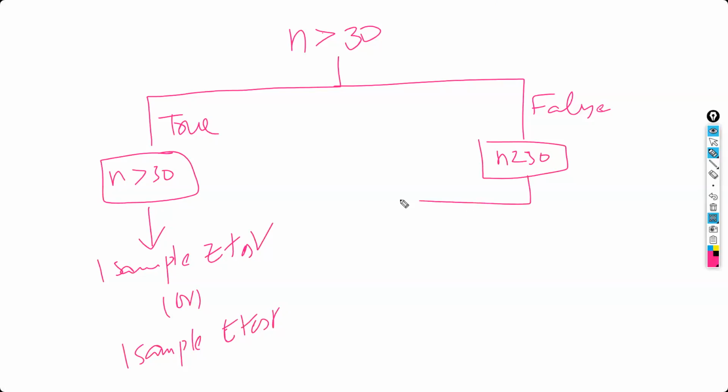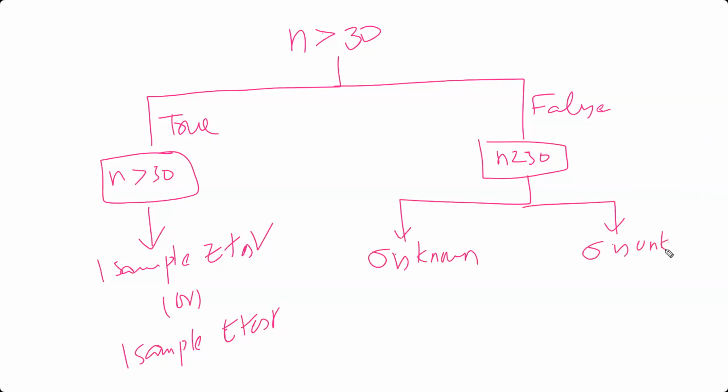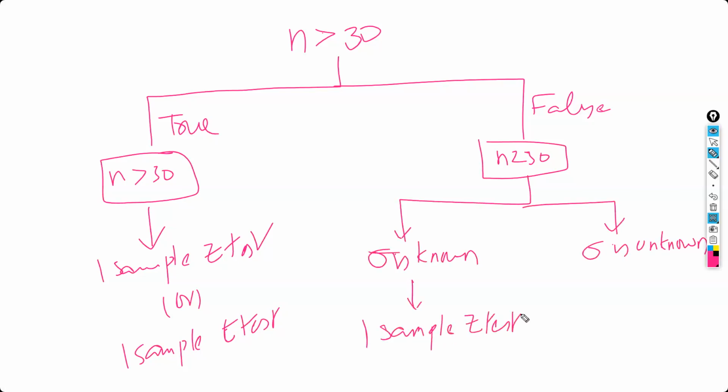When it is less than 30, in that case you have to check whether the standard deviation is known or unknown. If the population standard deviation is known, then one sample z-test. If it is unknown, then one sample t-test. That is when it is less than 30. When it is greater than 30, there is no difference. You can select anything of your choice.